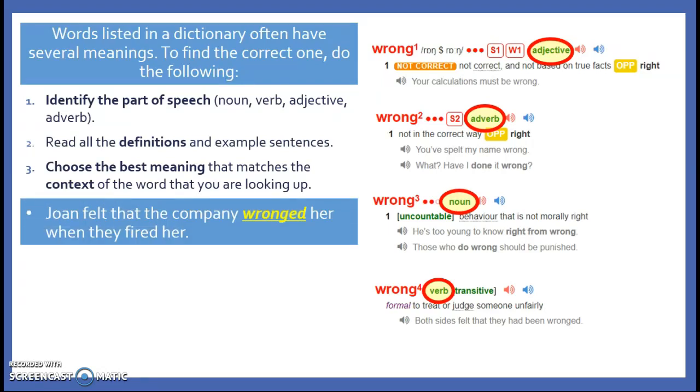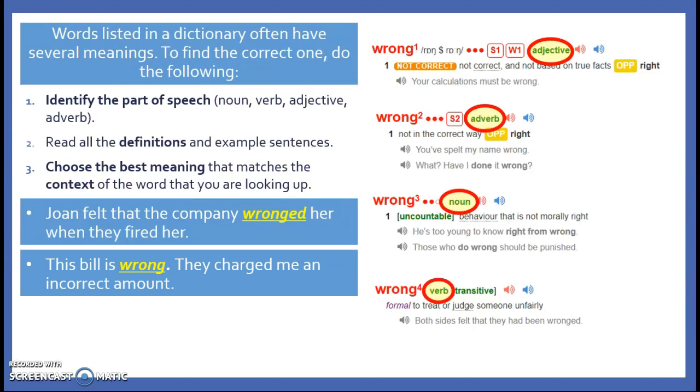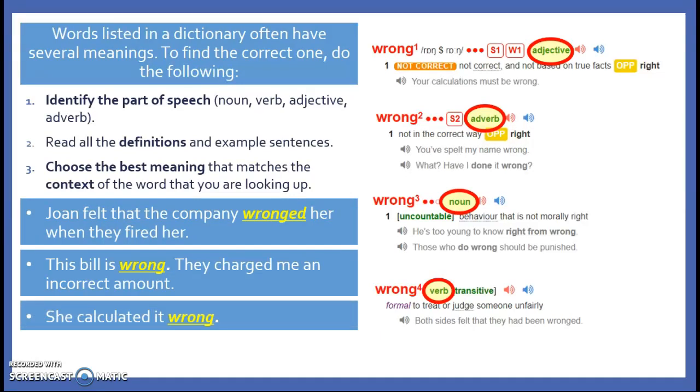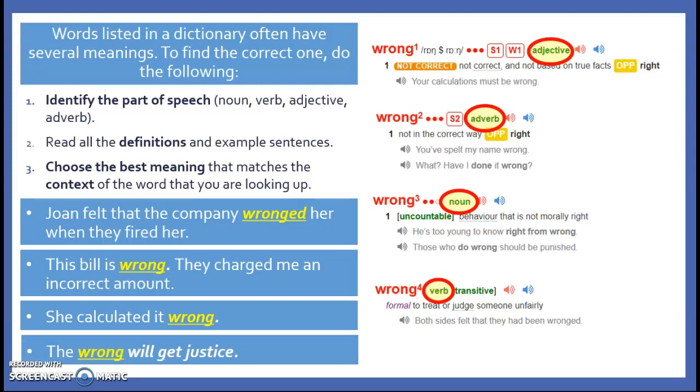Take a moment to look at these different sentences. Joan felt that the company wronged her when they fired her. This bill is wrong. They charged me an incorrect amount. She calculated it wrong. The wrong will get justice. In each of these sentences, the word wrong is used in different ways. Take a moment to pause this video, read the example sentences, as well as the definitions and example sentences from the dictionary entries. Then, decide which meaning is being used in each sentence. Is it number 1, number 2, number 3, or number 4?